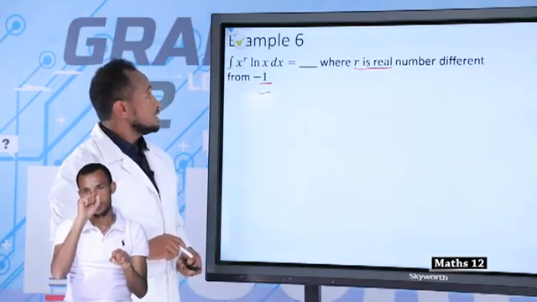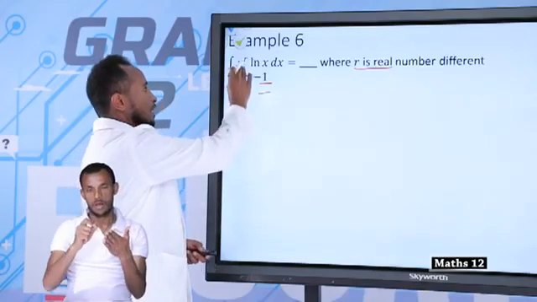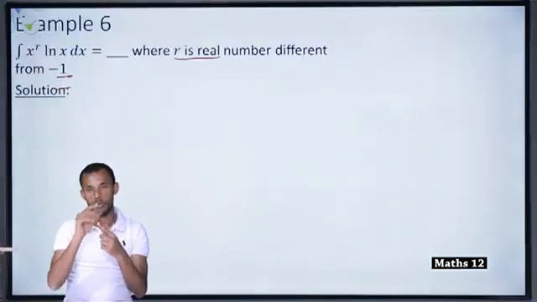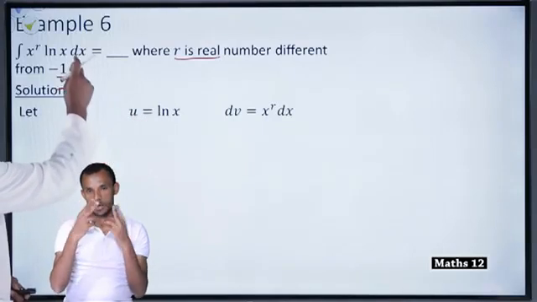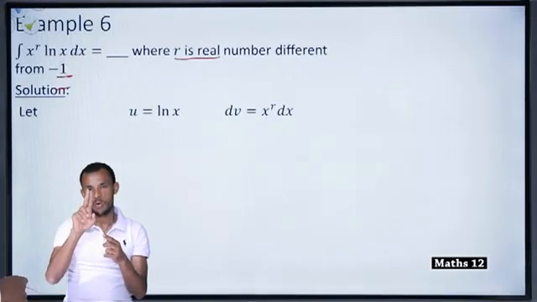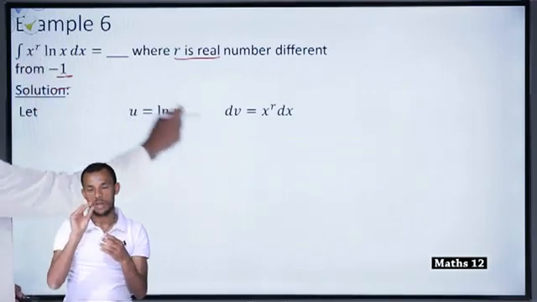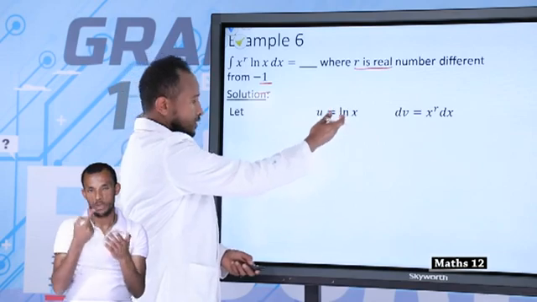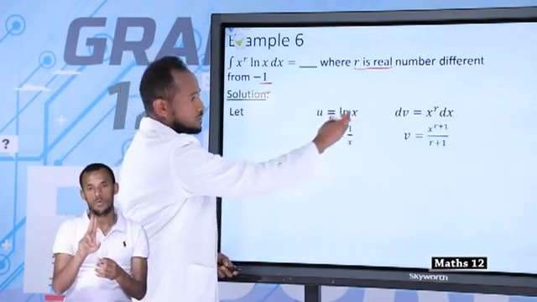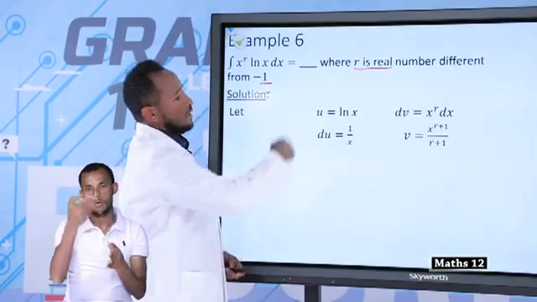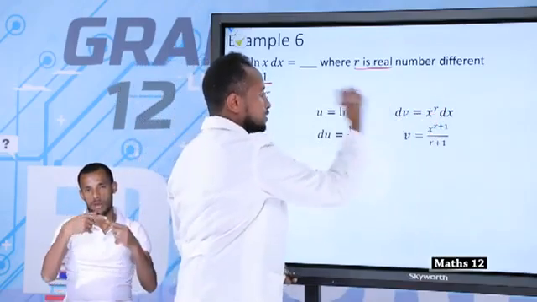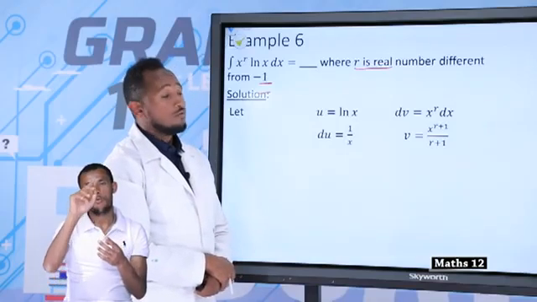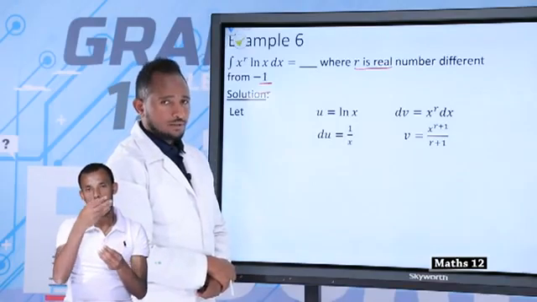So as we stated earlier, when you face such type of expression, assume u to be ln x. So u is equal to ln x, and dv is x to the power of r dx. From this, you can find du, the derivative of the expression, 1 over x, and the antiderivative of this expression, it's a power function, it is x to the power of r plus 1 over r plus 1.